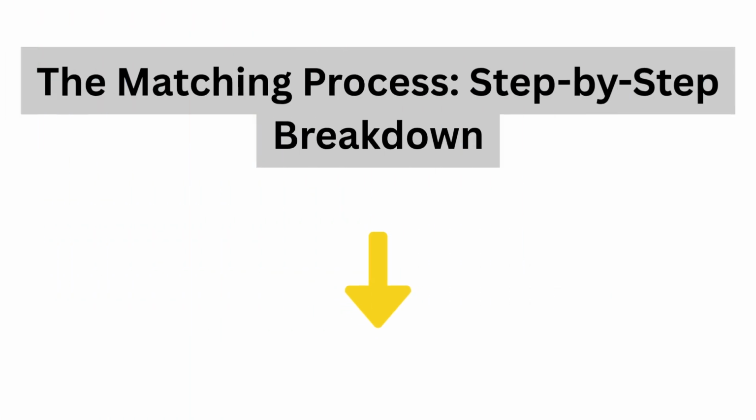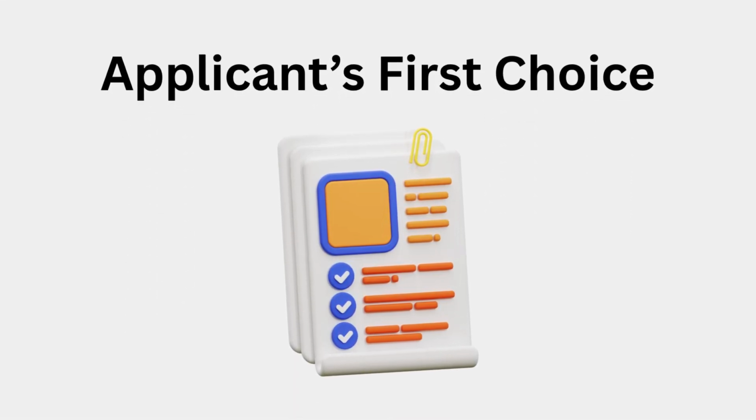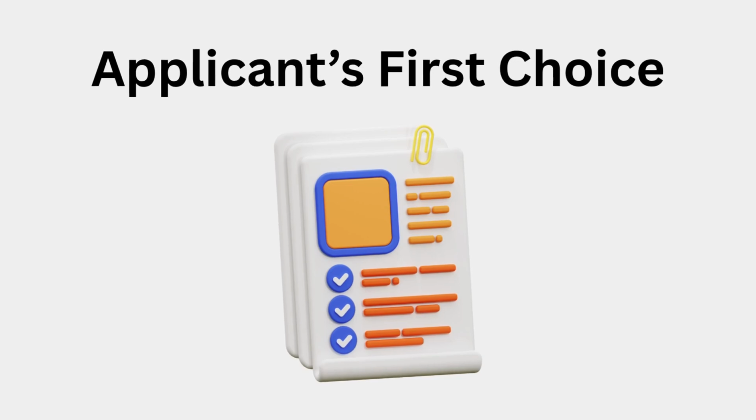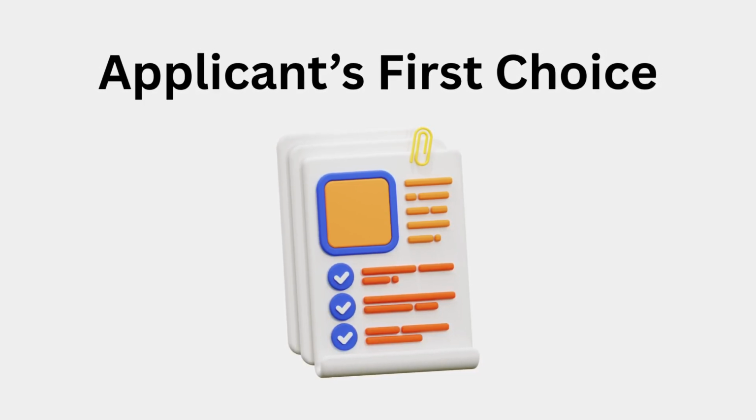The matching process, step-by-step breakdown. Let's walk through the algorithm with a hypothetical example. Step 1. Applicant's first choice. Each applicant is considered individually. The algorithm attempts to place the applicant into their top-ranked program.